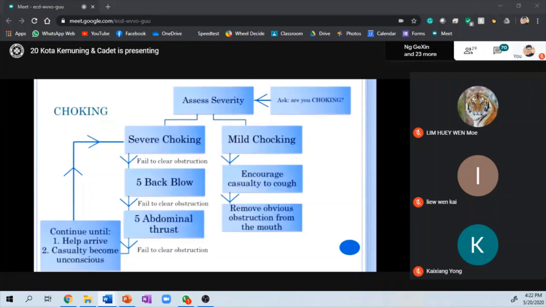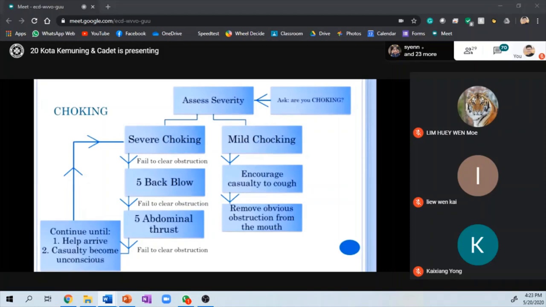For severe choking, all you need to do is put your strongest arm around the casualty's belly or stomach. Then put one of your legs between the casualty's legs, between the left leg and right leg. Because a casualty suffering from severe choking may suddenly turn unconscious, so you always need to stay in a guarding position to prevent them from falling down. For severe choking, it is 5 back blows and then 5 abdominal thrusts.